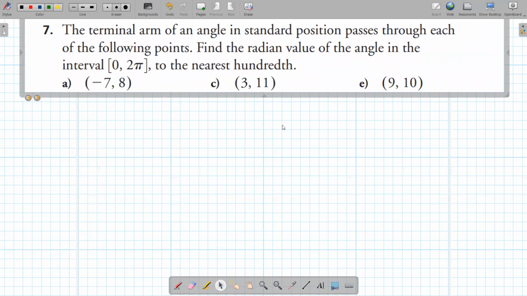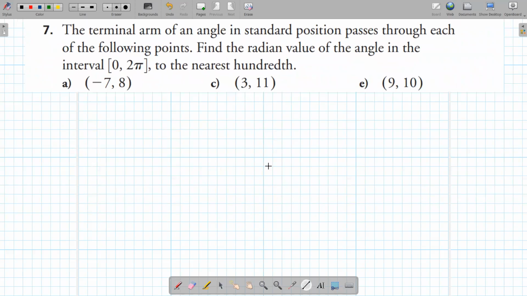The terminal arm of an angle. So let's see where -7 and 8 is. Okay, again, you don't have to be precise with this. The y value is positive, the x value is negative. -7 and 8 is here, okay? You don't have to graph it perfectly. So there you go, that's our terminal arm. The question's asking us to find this angle in radians.